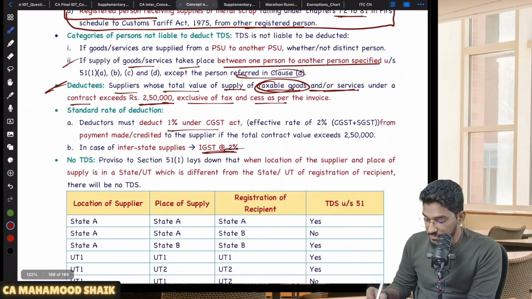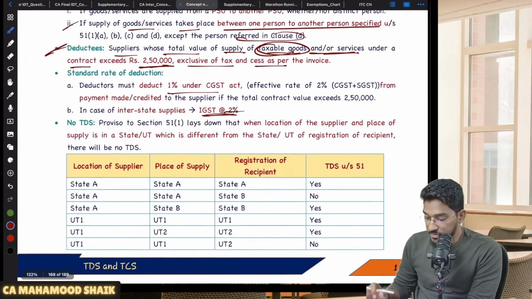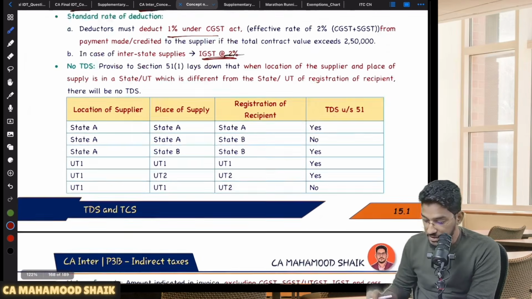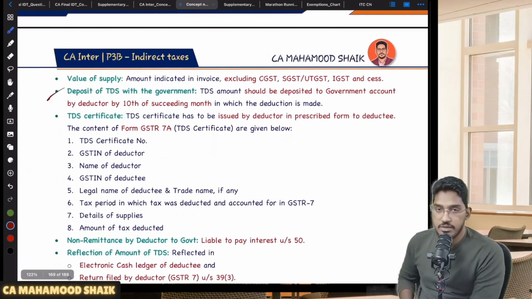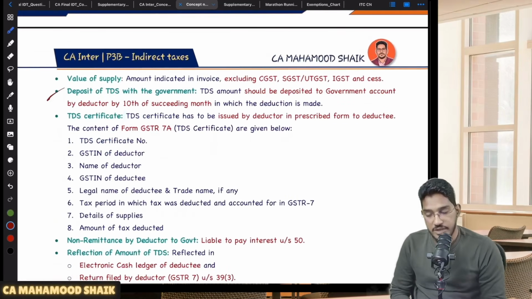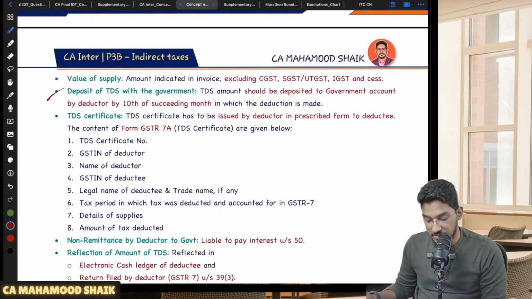Deductors must deduct 1% of CGST from the payment which is made. Okay, all this I have explained. Now let us go ahead and understand the remaining points. Deposit of TDS with the government: this point also I have clarified. Whatever amount of TDS has been deducted from the payment to be made to the supplier can't be enjoyed by the recipient; that is required to be deposited with the government.